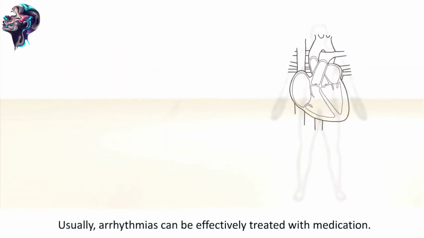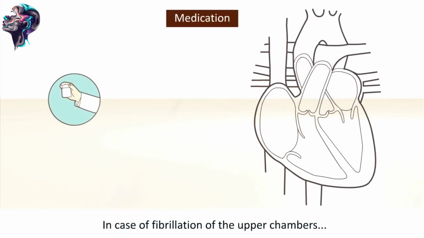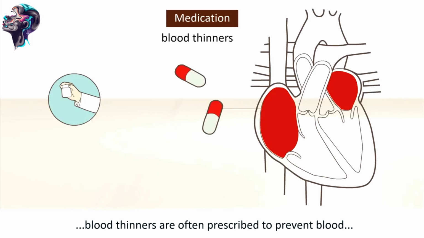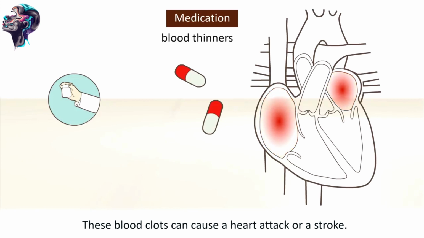Usually, arrhythmias can be effectively treated with medication. In case of fibrillation of the upper chambers, blood thinners are often prescribed to prevent blood clots to form in the upper chambers. These blood clots can cause a heart attack or stroke.